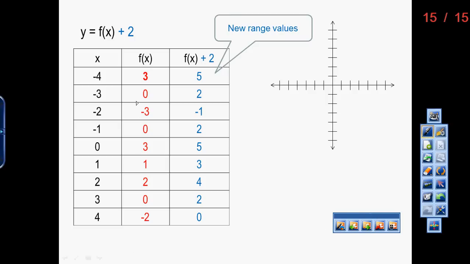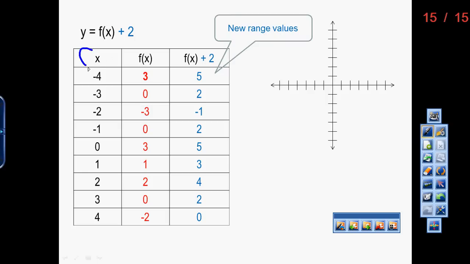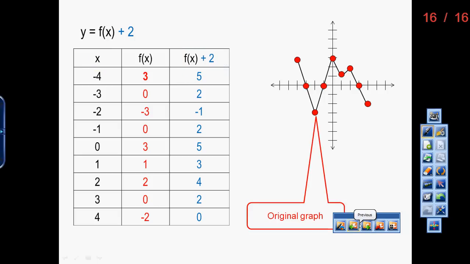And now I want to plot those 2 points. So my original x value is here. My new y value is here. So those are the points you're going to draw. So I'm going to go over to -4 and I'm going to go up to 5 and plot a point. And it'll look like this. That's the original. So now when they change each of those points, watch what happens.